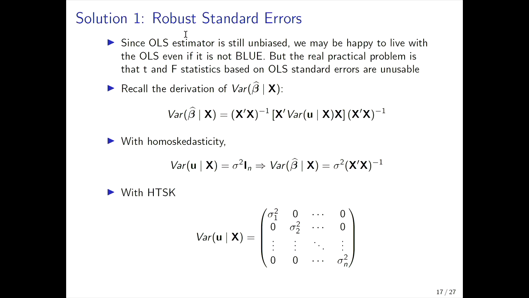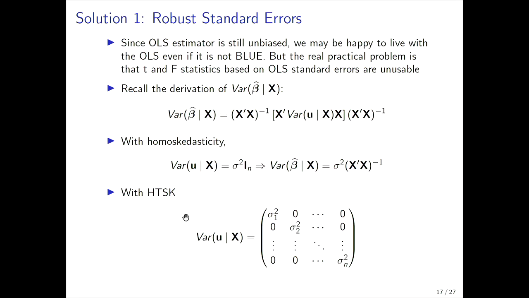So the problem is that the OLS standard errors are based on the assumption that the variance of beta hat is given by sigma squared (X prime X) inverse. As we've seen, when you have heteroskedasticity, this is no longer the correct formula for the variance of beta hat. And so the standard errors based on this formula are no longer valid, and test statistics which use those standard errors are no longer reliable.